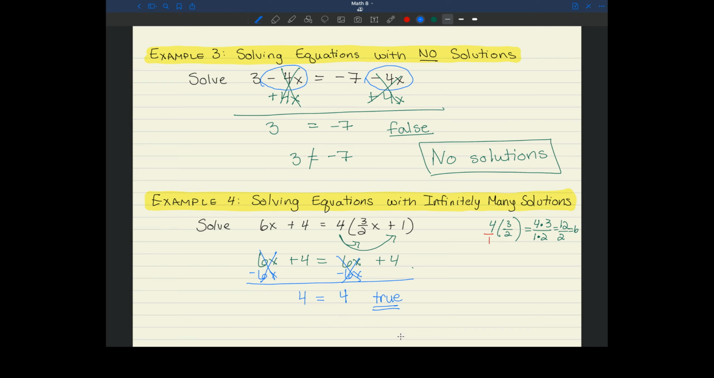So for this, there are infinitely many solutions, or oftentimes we just write many solutions. That means that no matter what value you put in for x, the statement is always going to be true. If I put in 1, I'm going to get 10 equals 10. If I put in 2, I'm going to get 16 equals 16. I'm always going to get a true statement. There are infinitely many solutions.